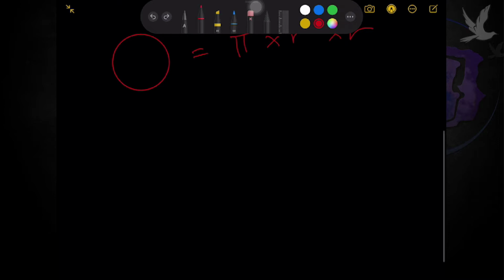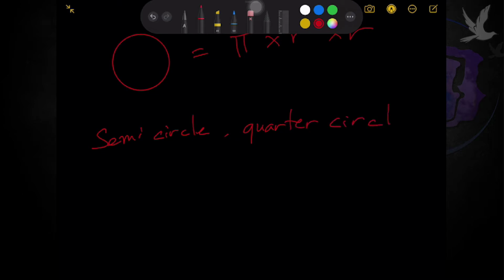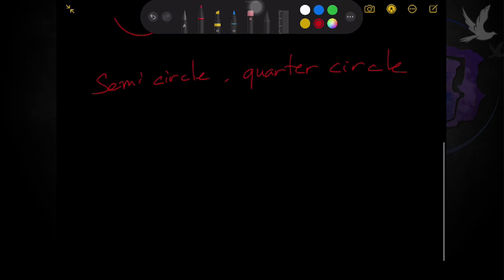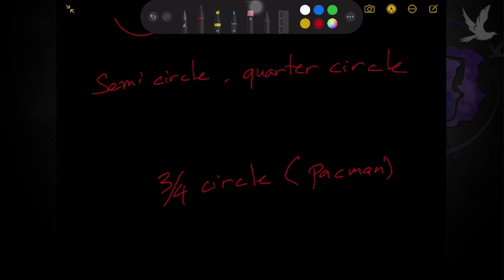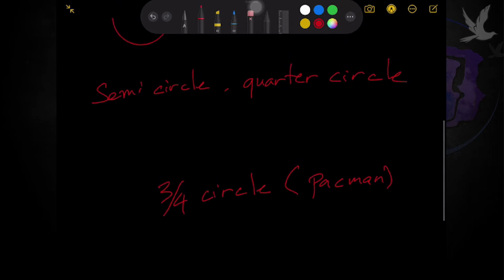Now, what if you are going to encounter figures that are semicircle, quarter circle, and the 3/4 circle? Or in my case, I want to call this as the Pac-Man circle. You know Pac-Man, right? The game. So actually, madali lang to. You just need to put in mind, when you mean semicircle, it's basically half the circle.